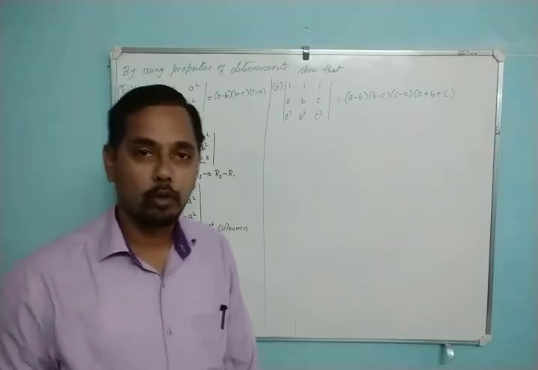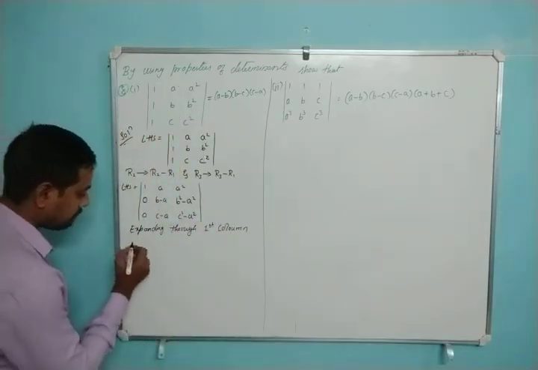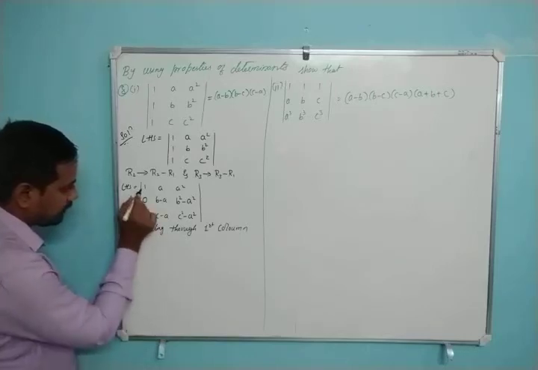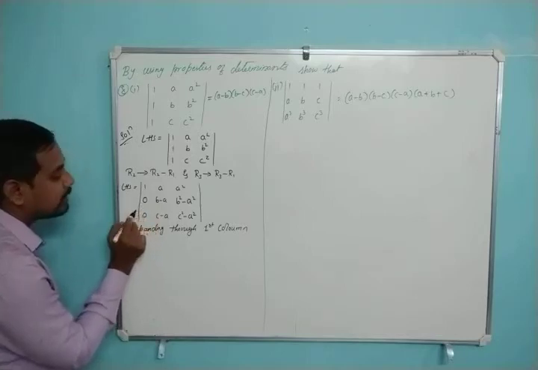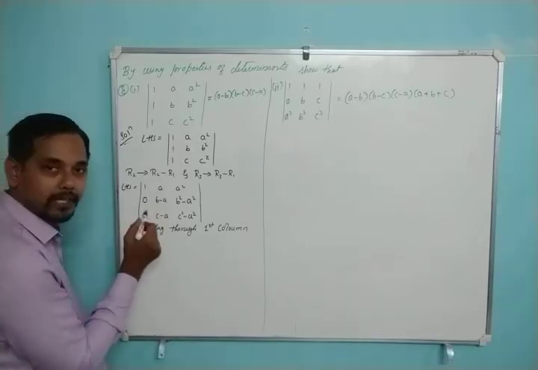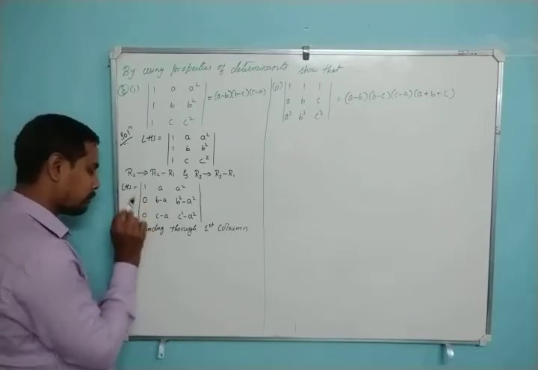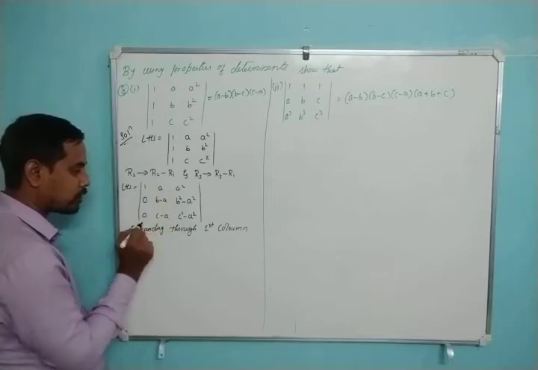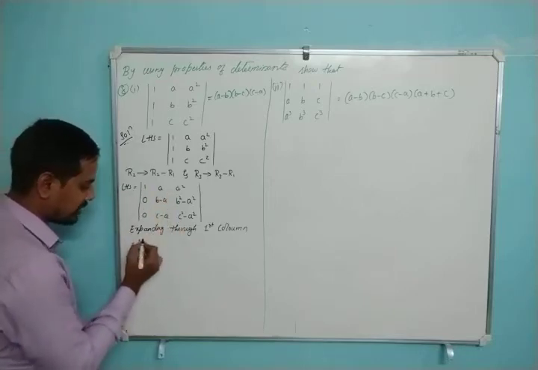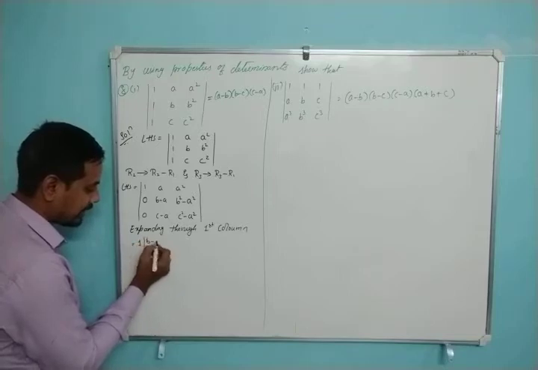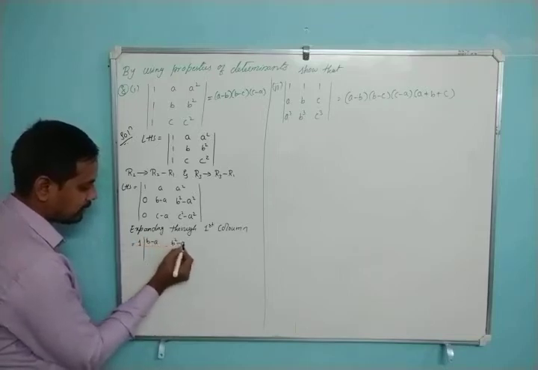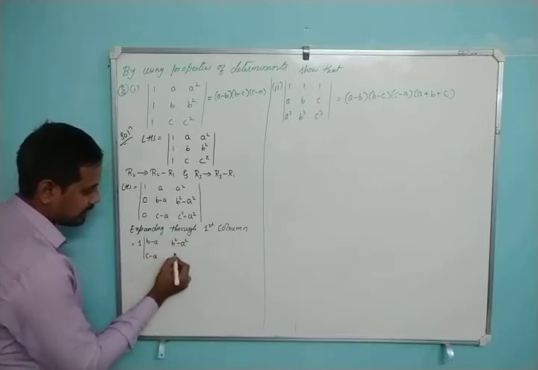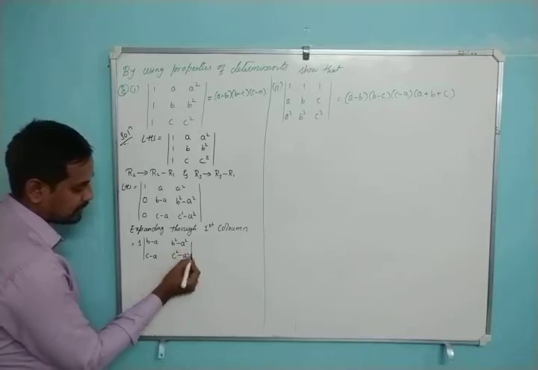Expanding it through the first column, so what do we get? The signs are plus, minus, plus. Alright, so 0 and 0 don't matter, it becomes ultimately 0. So the only thing, the first value, remains: 1 into the determinant. 1 is there in the first row and first column, so leave the first row, leave the first column. What remains inside becomes the determinant: b minus a, b square minus a square, c minus a, c square minus a square.